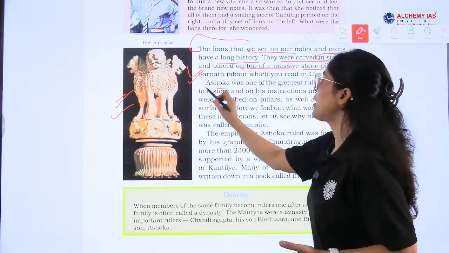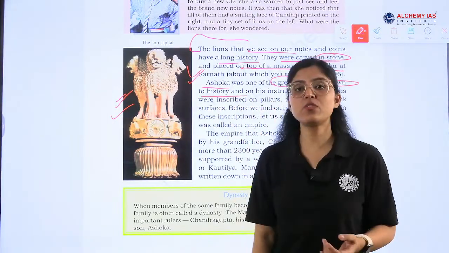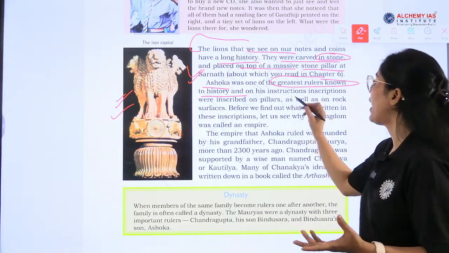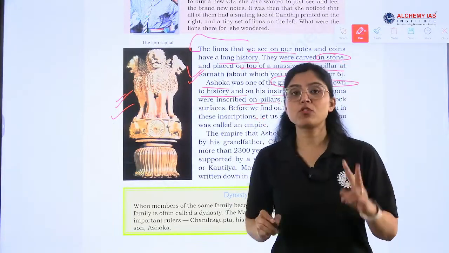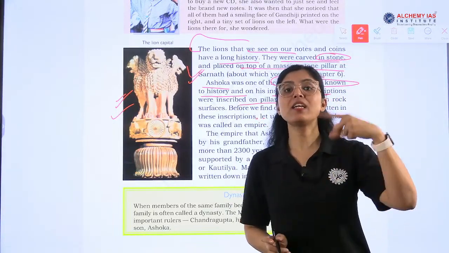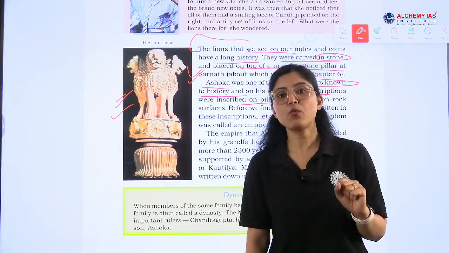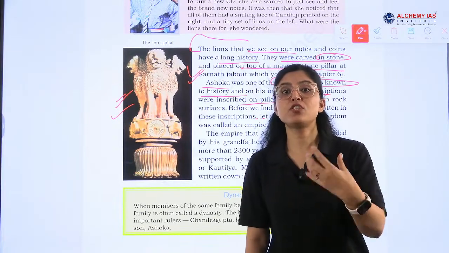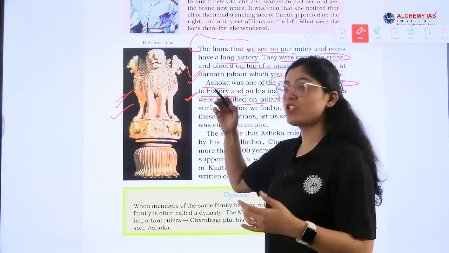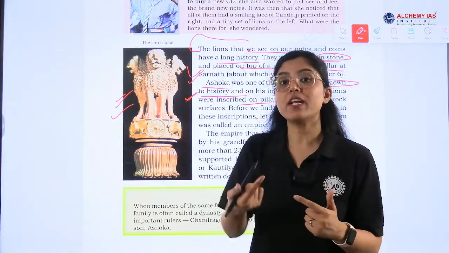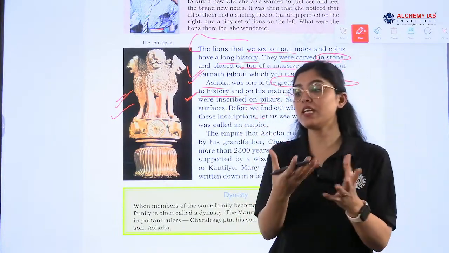Ashoka is and was one of the greatest rulers known to history, and on his instructions, inscriptions were inscribed. The second most important thing, Ashoka inscribed inscriptions at various places. He was the first ruler to give instructions to his subjects through inscriptions.